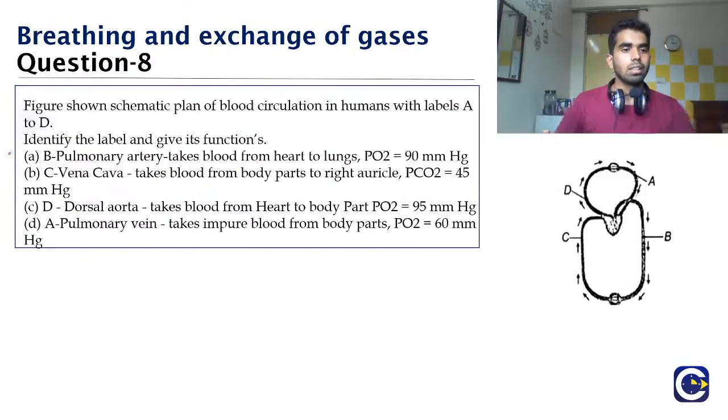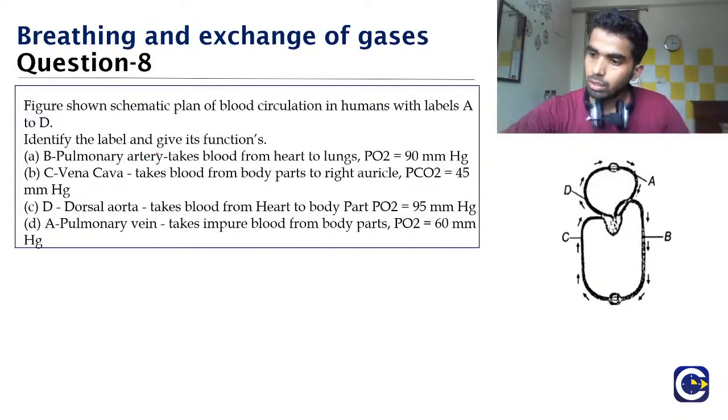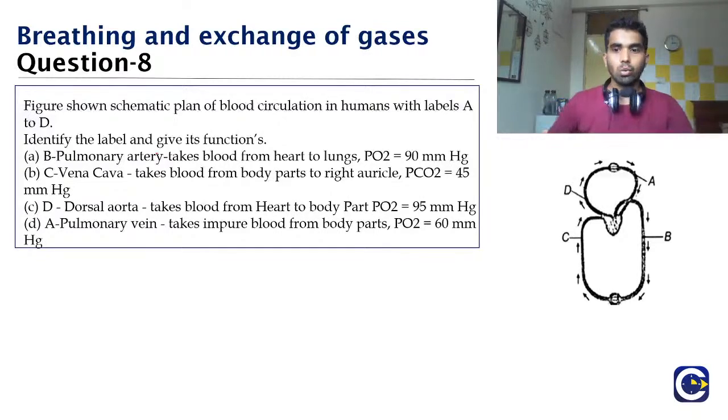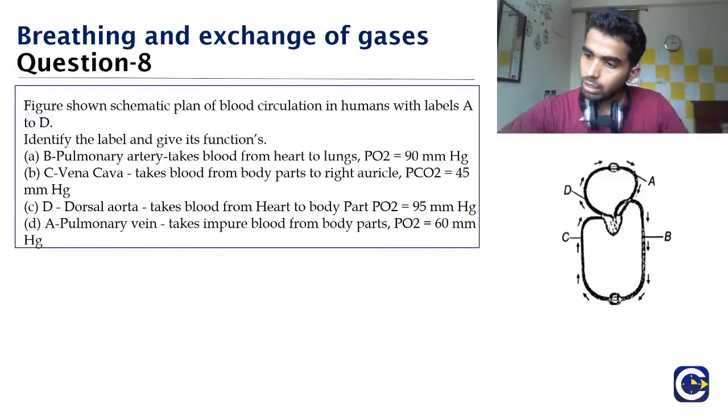Question number 8: the figure shows a schematic plan of blood circulation in humans labeled A to D. Identify the label and give its function. So this is the diagram, and in this diagram there are four labels present. You have to identify each of these labels, and from them you have to say which option is correct.